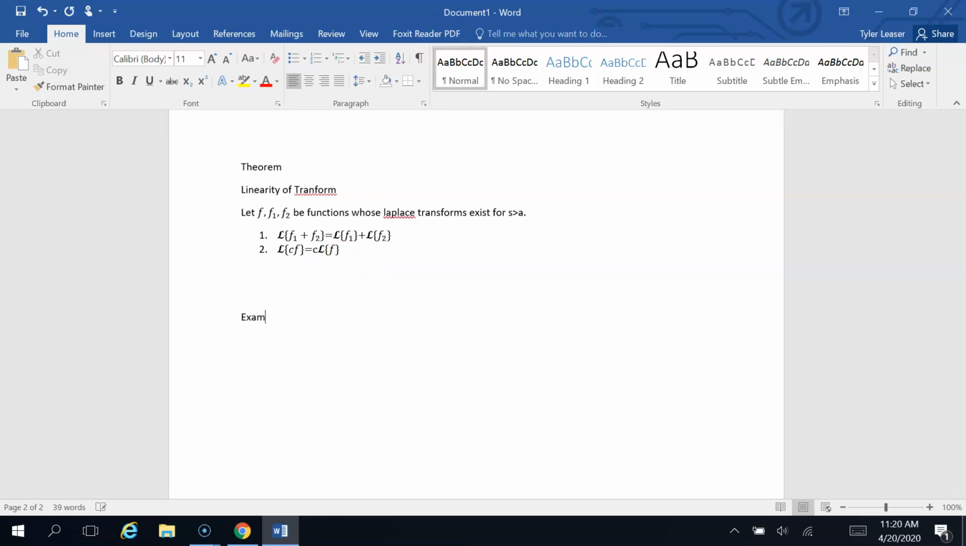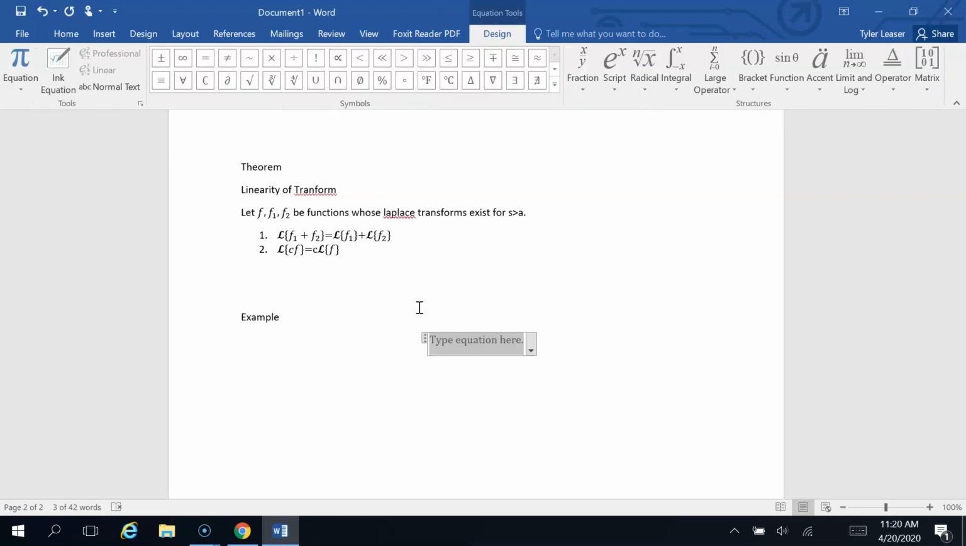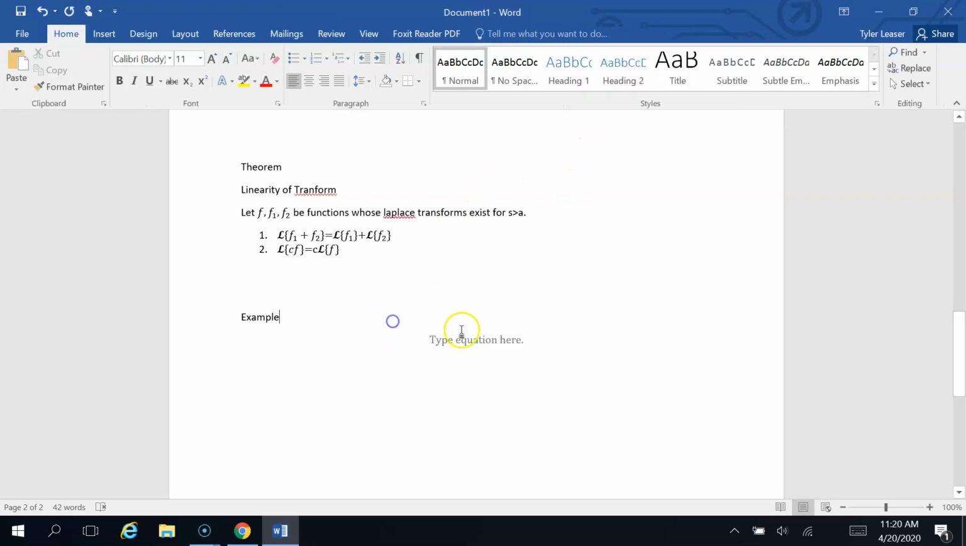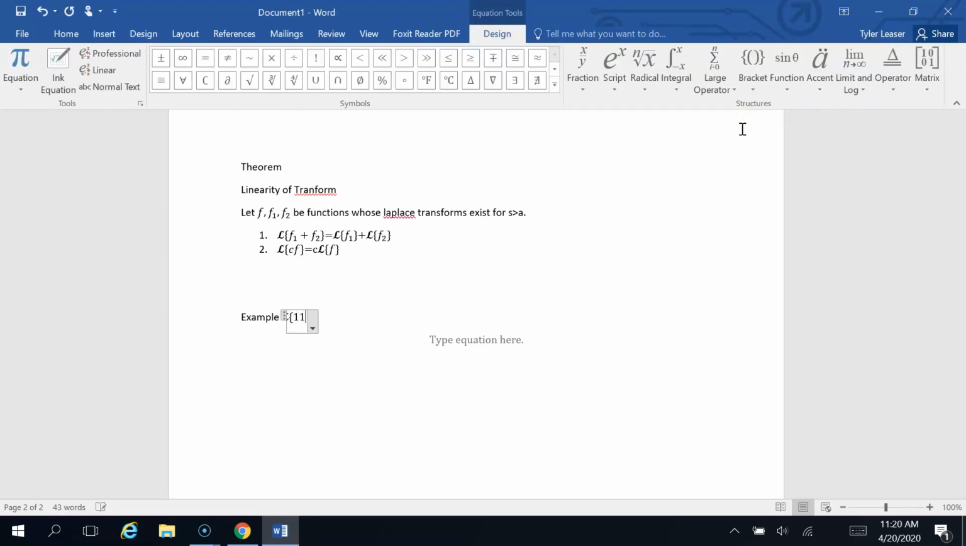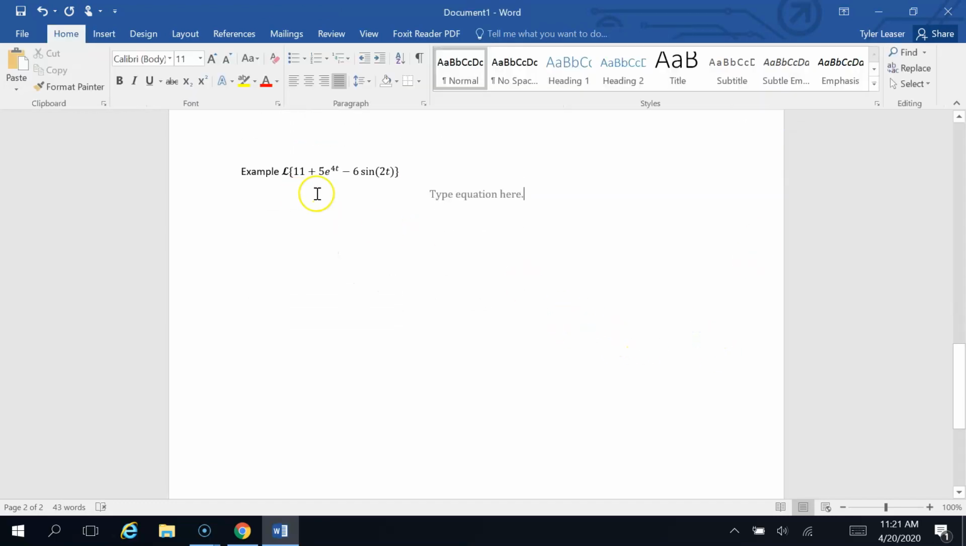This allows us to do some pretty cool things, so just a couple of examples. The first, I guess we'll just do one quick example here. Let's say that the example is asking us to do the Laplace transformation of this function, 11 plus 5e to the 4t minus 6 sine of 2t. So this example is chosen for a reason because we've done all of these individually before, but now they have constants multiplied out in front, and of course they're all added together.